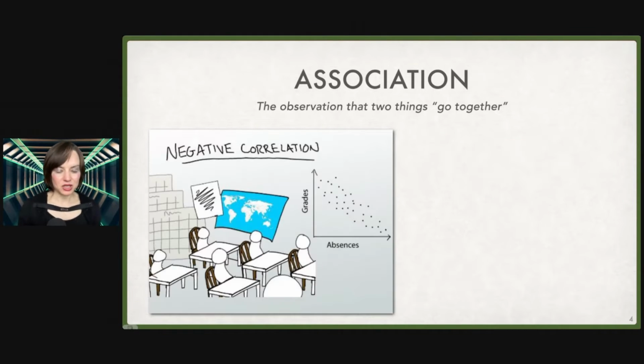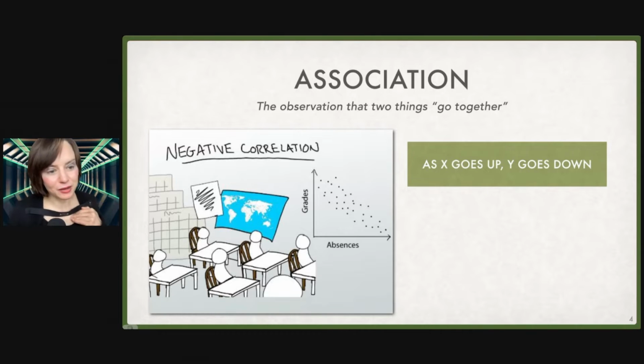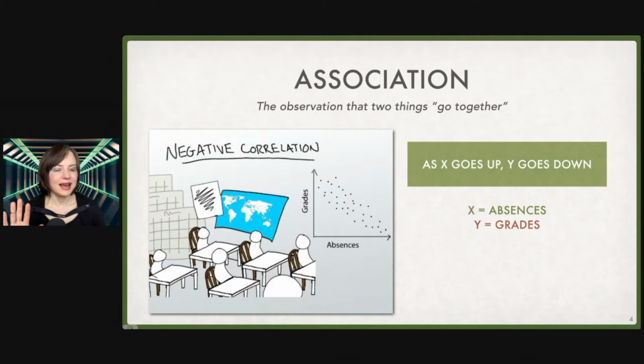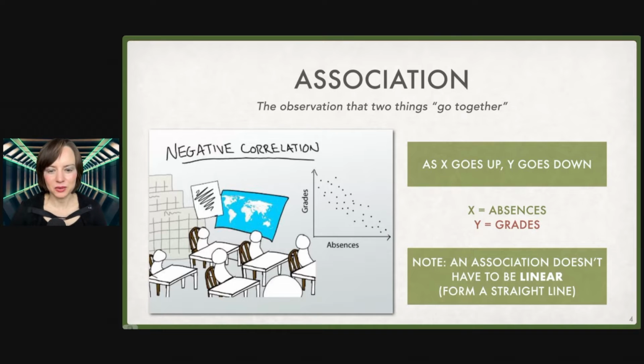A negative correlation is when as X goes up, Y goes down, or vice versa. So they go in opposite directions. In this case, X is our absences from class and Y is our grades. This is just a correlation. And I think this is true in my course. I stopped taking attendance some time ago, but I'm reasonably sure this correlation holds in my courses as well.